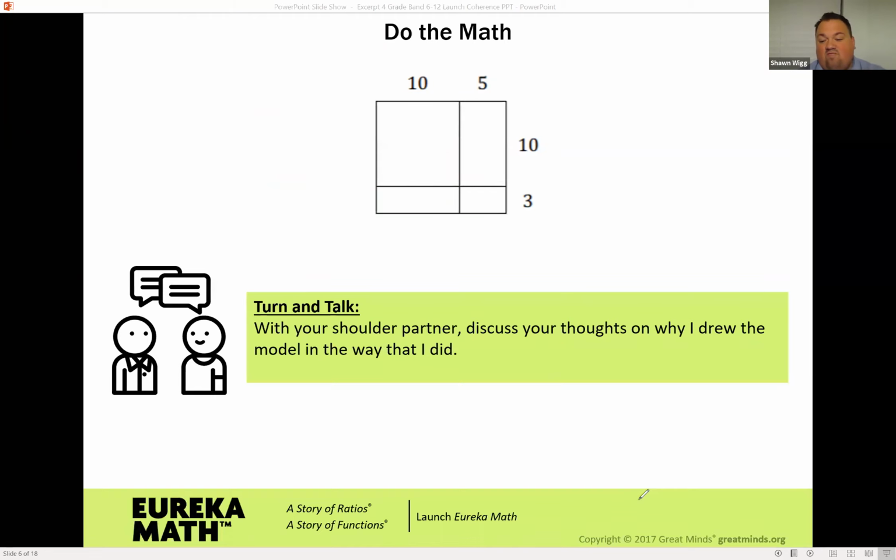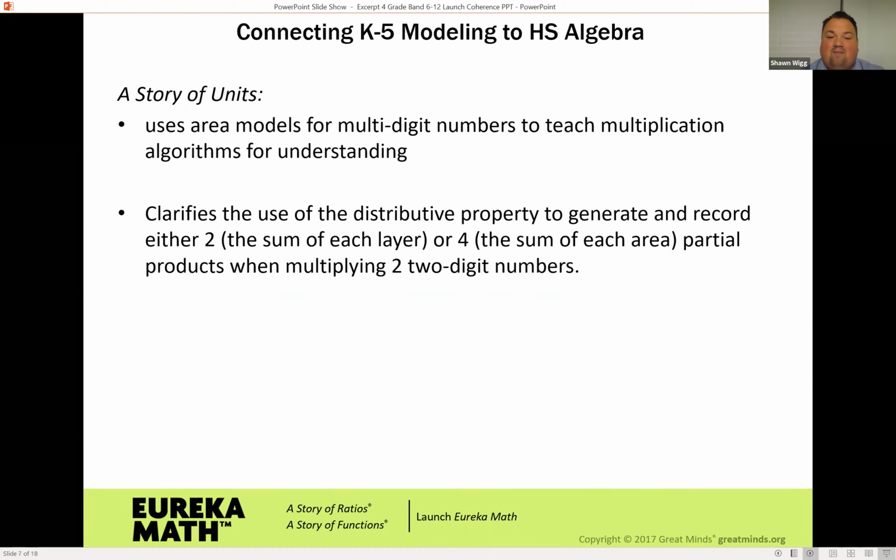So when we think about how the curriculum is written in its beautiful tapestry of continuum and coherence across grade bands, I want you to think about the story of units. How do we connect that K-5 modeling to high school algebra? We've often said, oh, that's elementary, or oh, that's algebra. This is written in such a way that they can actually use some similar strategies.